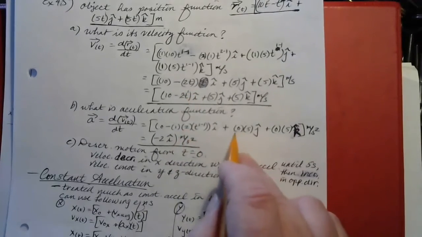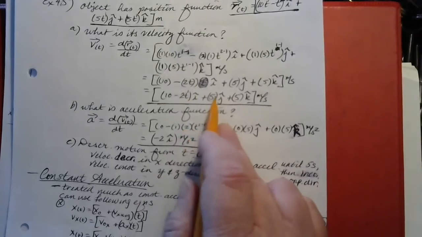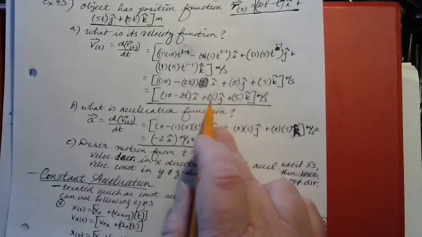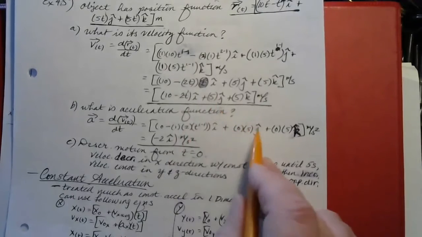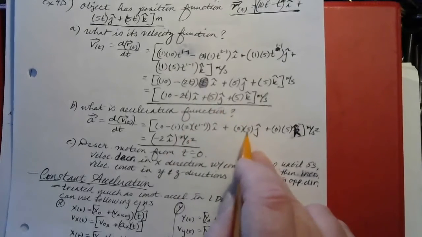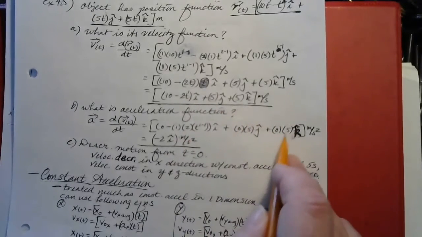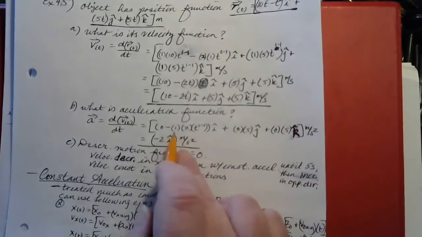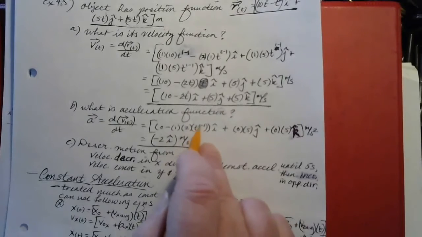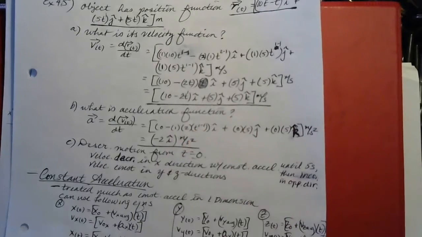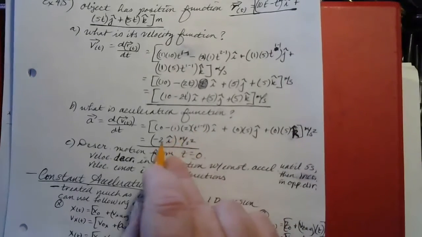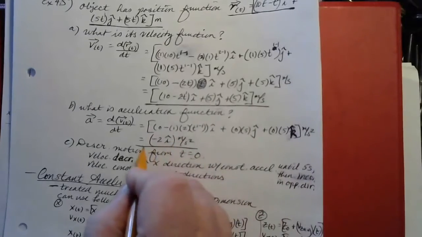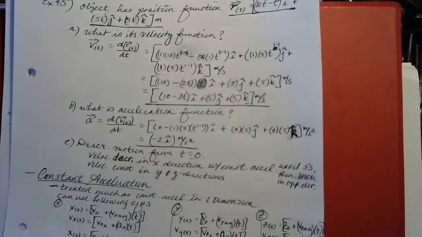times i. And then for j, again, 5 is just a number, no variable attached to it, so the derivative of that is going to be 0 times 5. And the same with the k term, 0 times 5, and that zeroes them out. And so the only thing we end up left with is negative 2, and then t is to the 0 power, so that disappears because that's 1. And so it's just negative 2i. That is the acceleration vector.